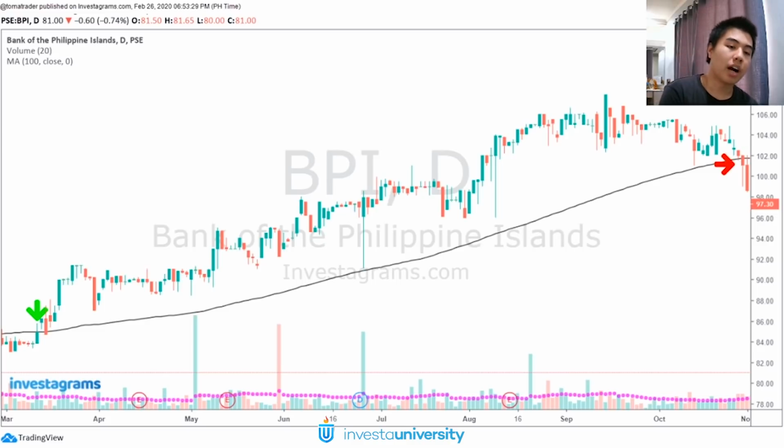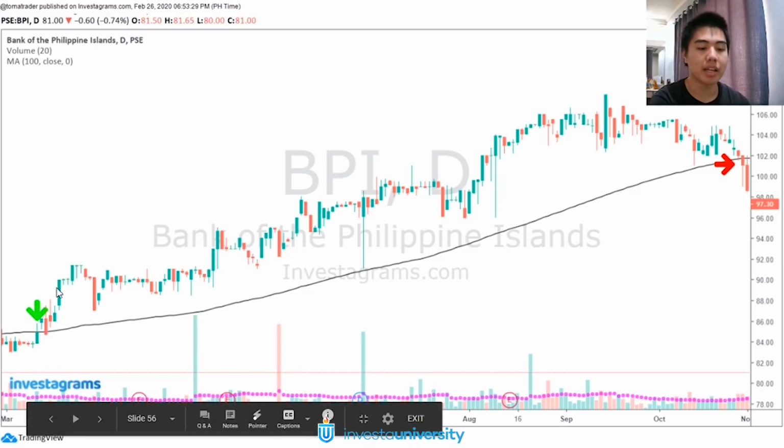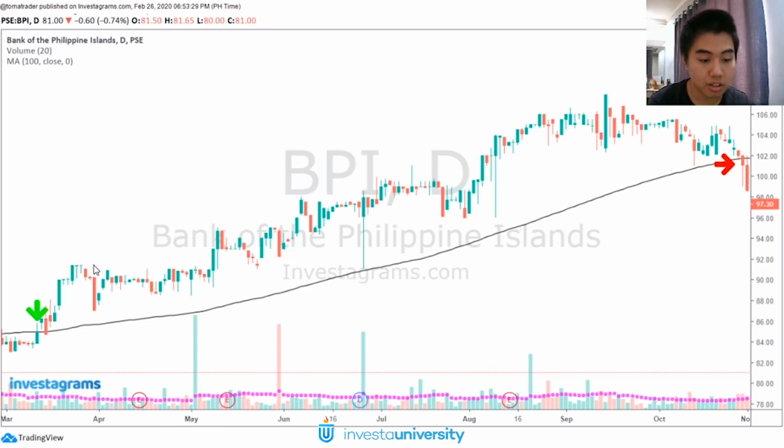But again, the longer term the moving average, the less signals there are going to be. So here we have BPI, right? After breaking out above MA100, yan yung buy signal natin. So, again, I just want to emphasize the longer term the moving average, the more significant. Meaning, the more significant the breakout, the more significant the move on the upside.